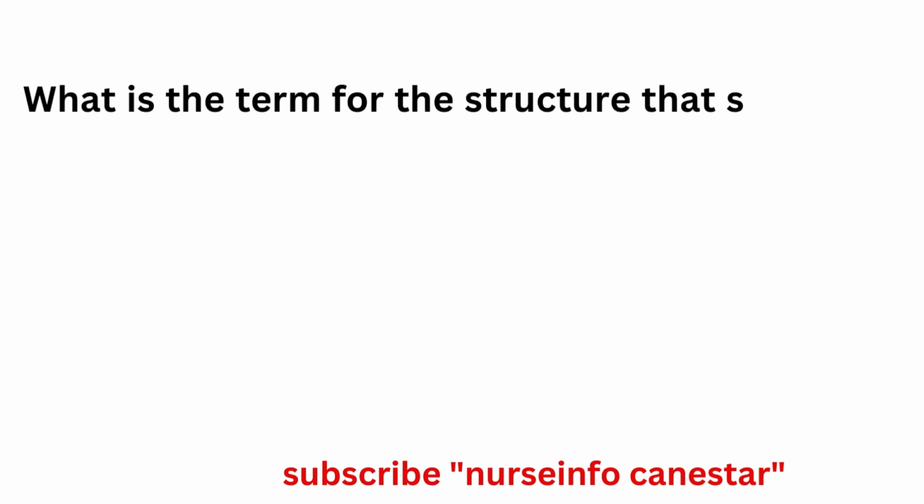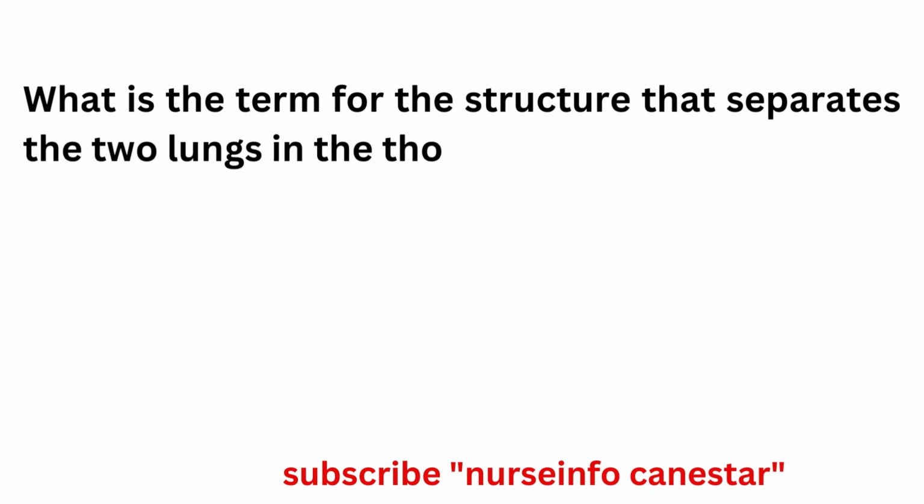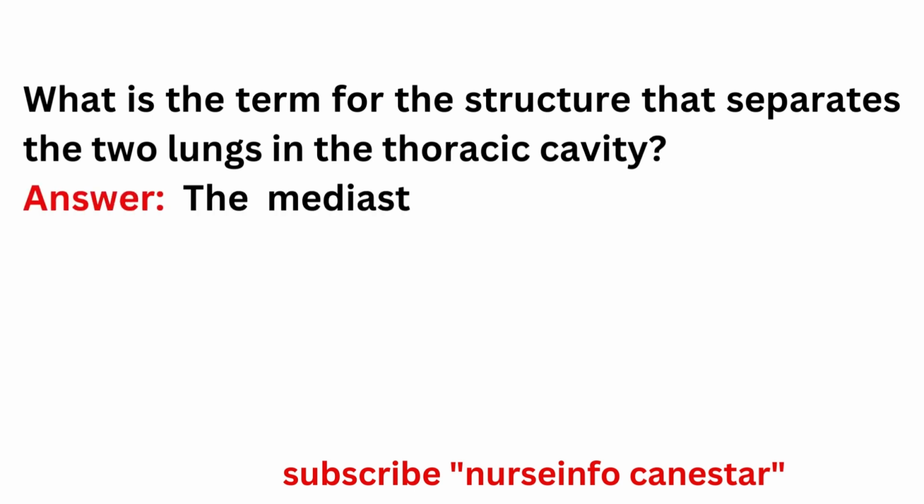What is the term for the structure that separates the two lungs in the thoracic cavity? Answer: the mediastinum is the structure that separates the two lungs in the thoracic cavity.